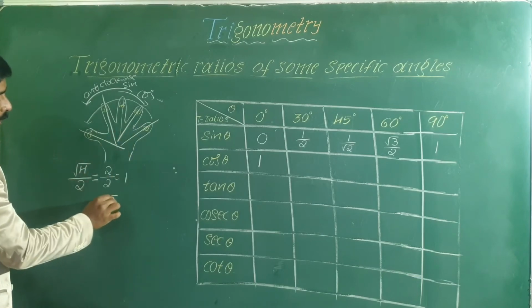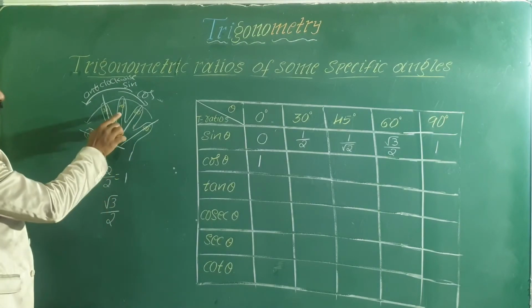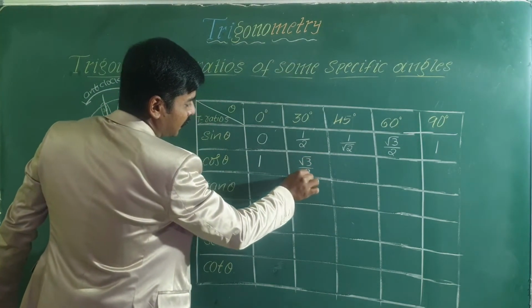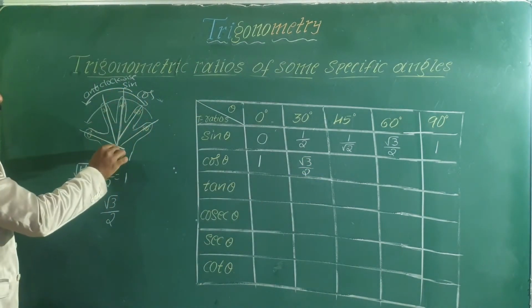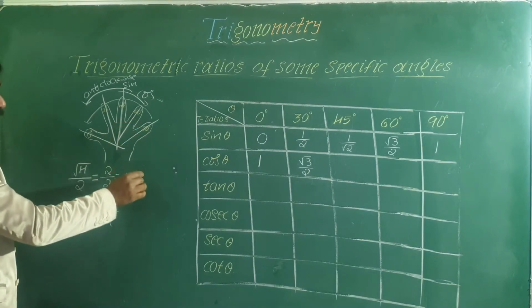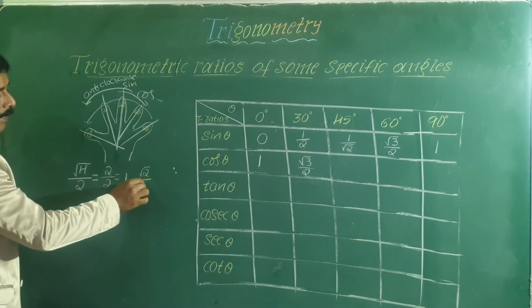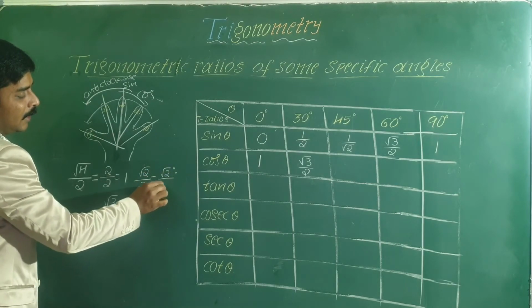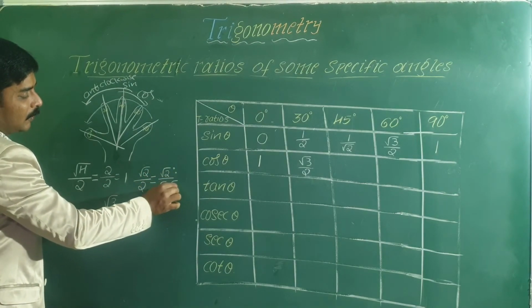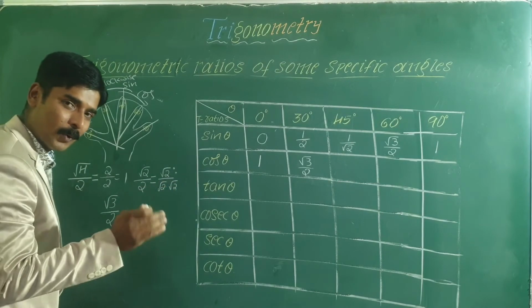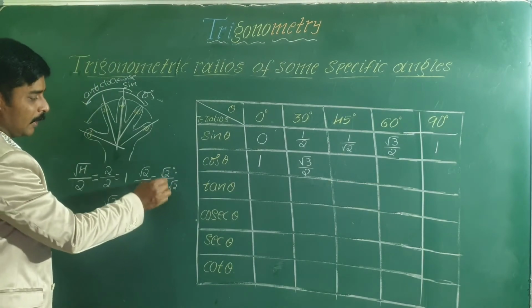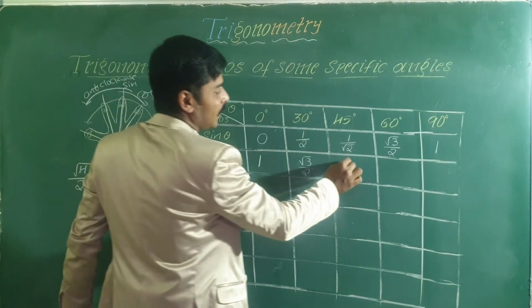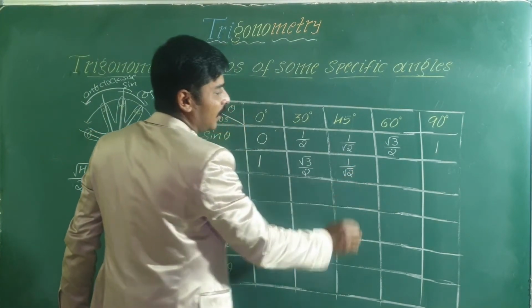So square root of 3 divided by 2. That is root 3 by 2. Next, 45. How many fingers are there? 2 fingers. So root 2 by 2. This is equal to root 2 by root 2 into root 2. Root 2 into root 2 is root 2 whole square. It is same as 2. So we get it as 1 by root 2. So sin 45 is 1 by root 2.